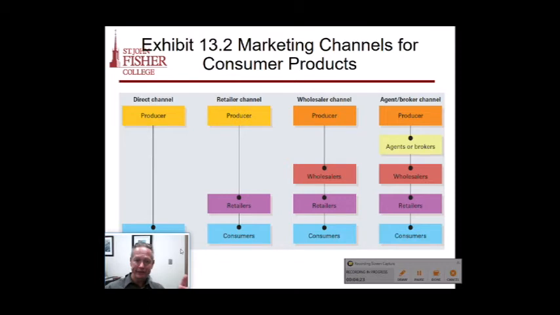Then you have the retail channel. It goes from producer to retailer to consumer. A lot of your produce is just that. It's grown on a farm and then it's shipped to Wegmans. You buy it from Wegmans.